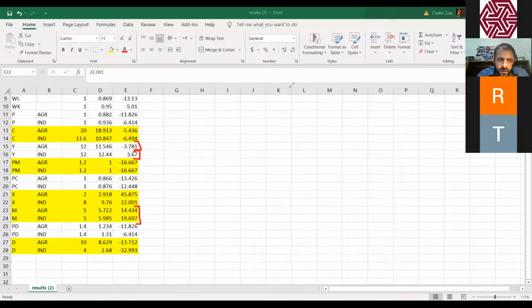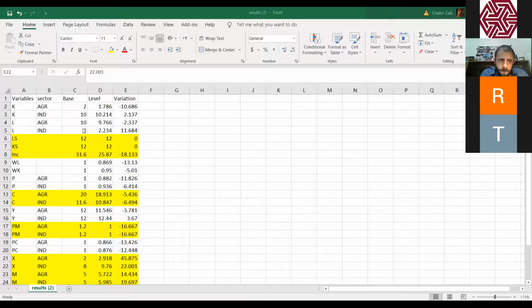What else? What do you think? How can we explain this pattern of the two sectors? I think maybe it depends on the labor market. Labor, why labor? Maybe industry depends less on labor than agriculture. No, it relies on more labor than agriculture.